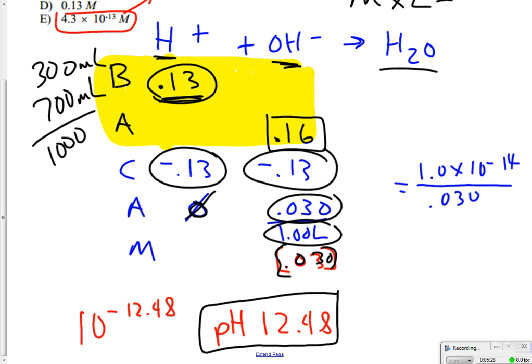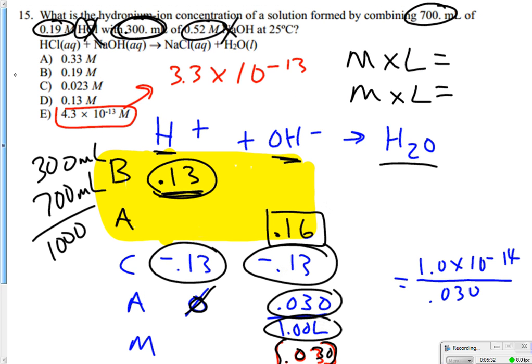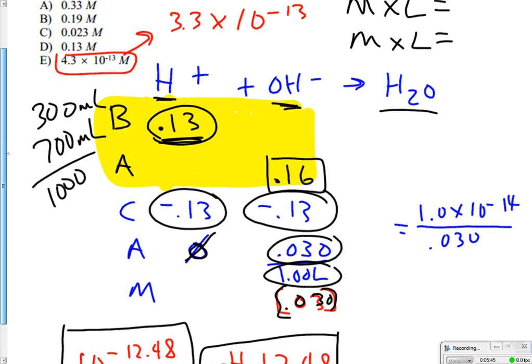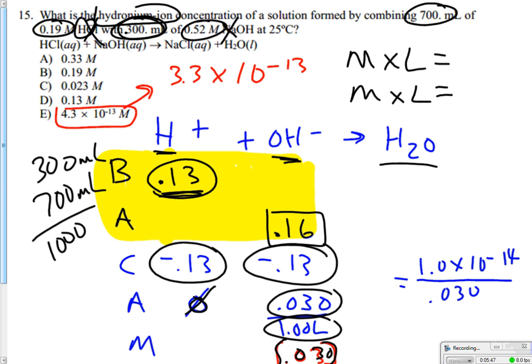Remember, they're asking me in the question, they want to know what my H plus concentration is. They want to know what's the concentration of H plus. Once I get my pH, like in pH land, all I have to do is remember 10 to the negative 12.48 will tell me what my H plus concentration is. When I did it, this number's a little off as far as rounding. That's the number you should come up with. It's 3.3 times 10 to the negative 13.